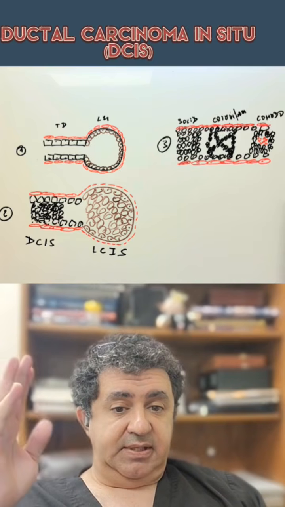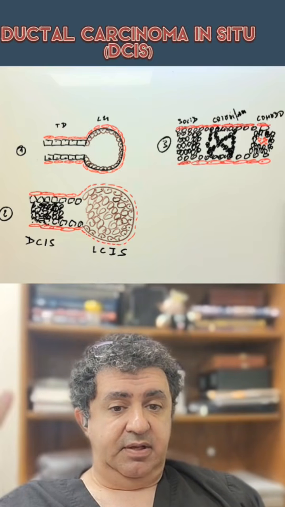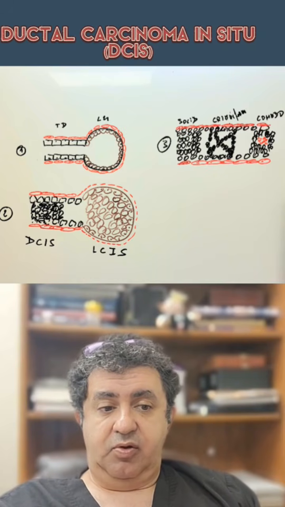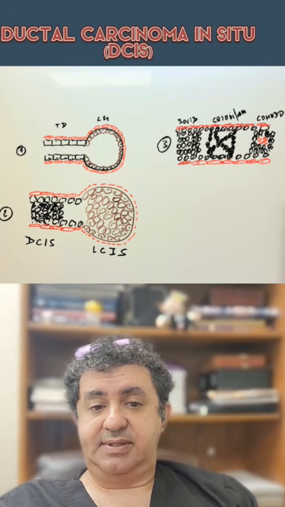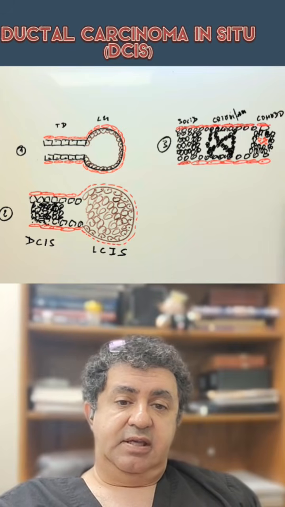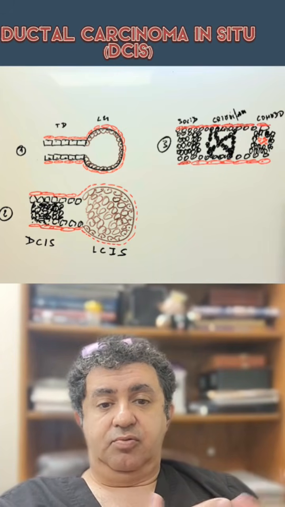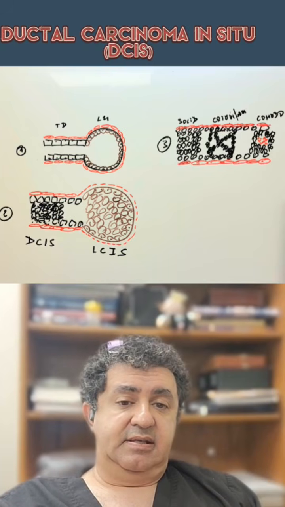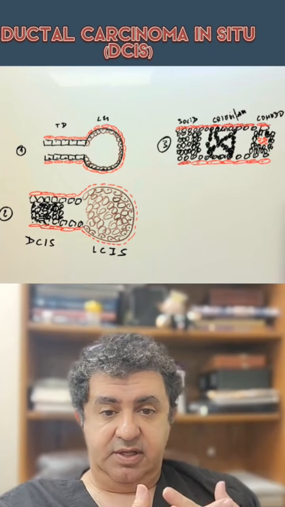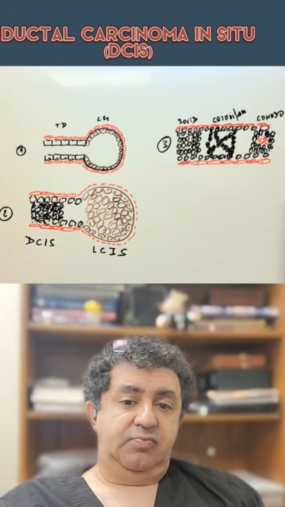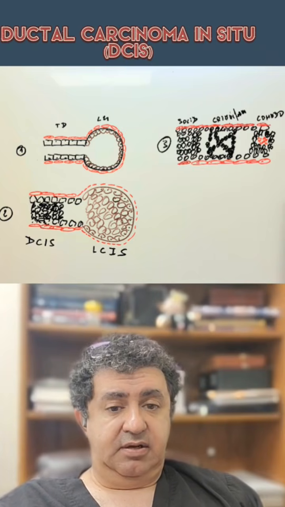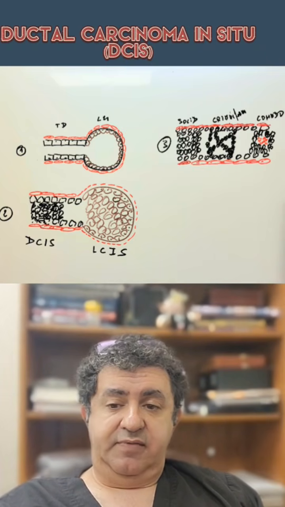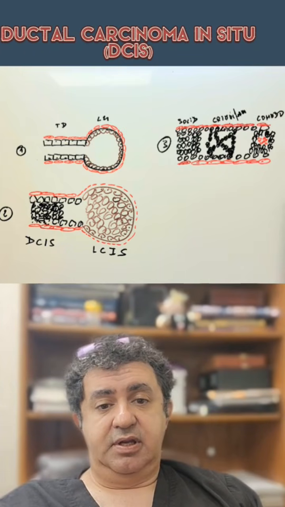So ductal carcinomas can be located in a single terminal duct. It can be located in multiple terminal duct lobular units, or it can be located in multiple segments of the breast, in which case we call this an extensive intraductal component or extensive DCIS. Many times DCIS is associated with microcalcifications, and that's why we advise women, when they start screening for a breast carcinoma by mammography, if we see microcalcifications, these are the areas that we need to biopsy.